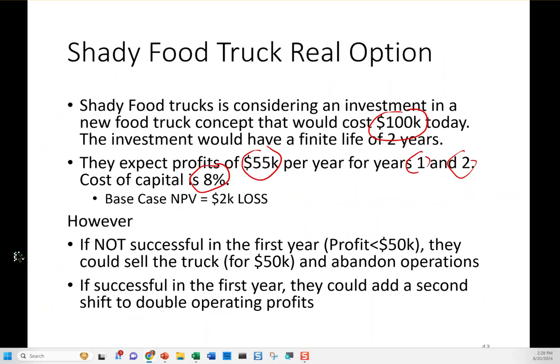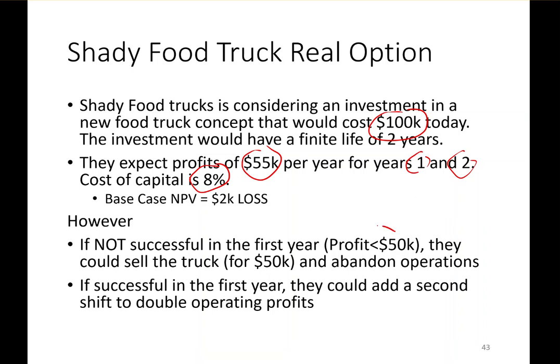if the food truck is not successful in the first year, say the profit is less than $50, they could sell the truck for, say, $50,000, half what they paid for it, and just walk away. So you're gaining information. You're realizing if this is the right location, if this is the right concept, do you build a brand? And after the first year, if you don't make at least $50, you just walk away and sell the truck for $50. So that's one kind of option.